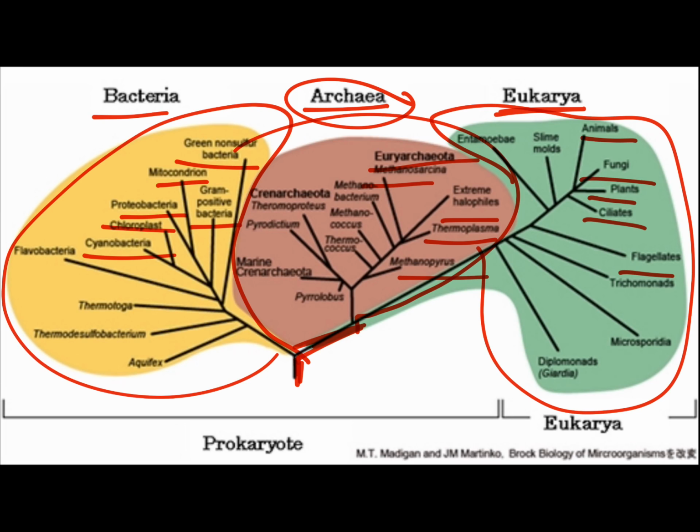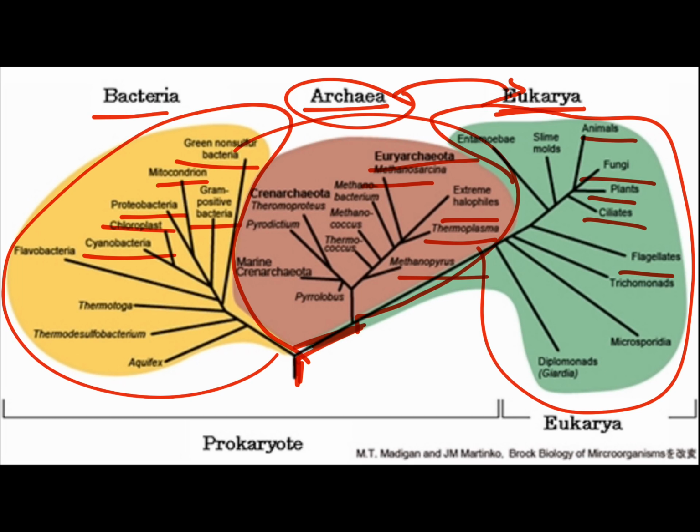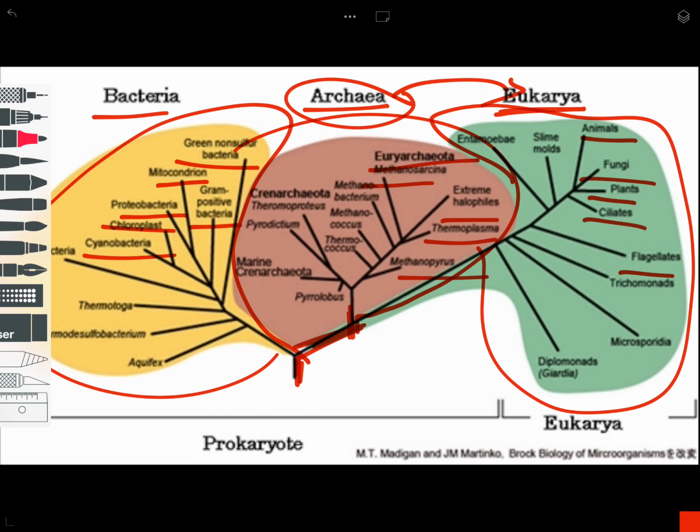An interesting fact is that Archaea, even though it is a prokaryote, is more similar to eukaryotes because it shares recent common ancestors with eukaryotes, and it branches from the right and not the left.